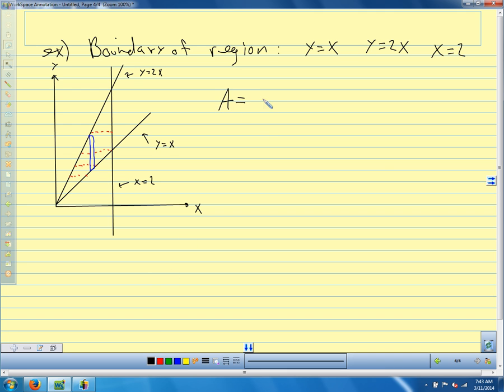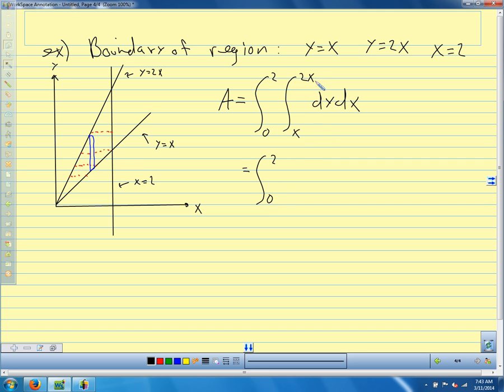So our area is going to be, x is going to vary from 0 to 2. y is going to vary from x to 2x, dy dx. And this one should be an easy integral to evaluate.